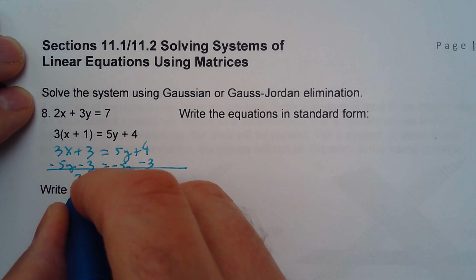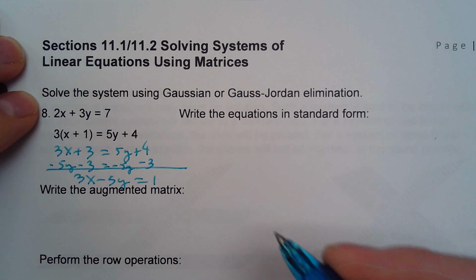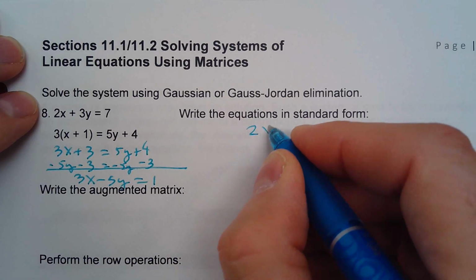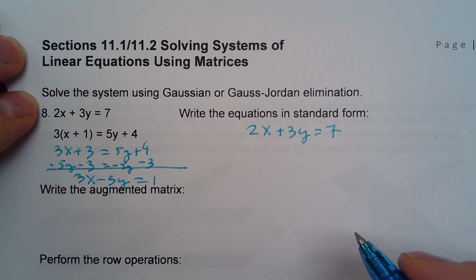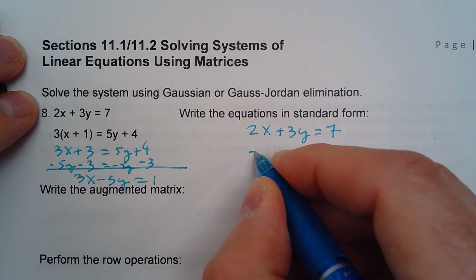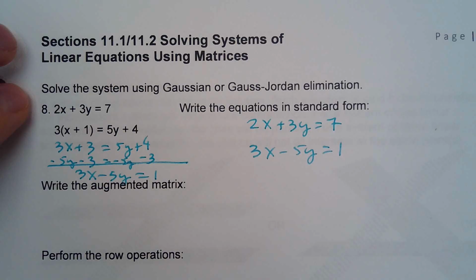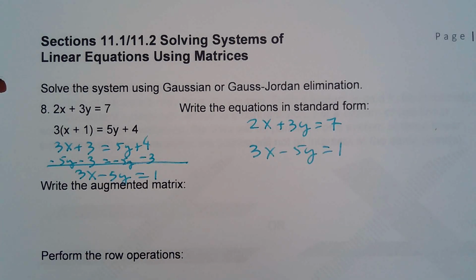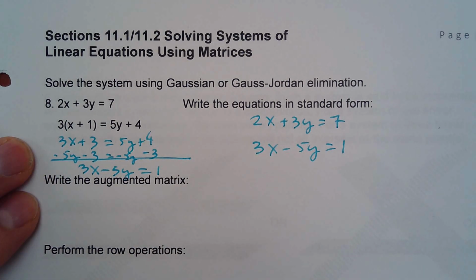That will give us 3x minus 5y equals 1. So my first equation is 2x plus 3y equals 7. My second equation is 3x minus 5y equals 1. So I now have our equations in standard form. Next, I want to write the augmented matrix.